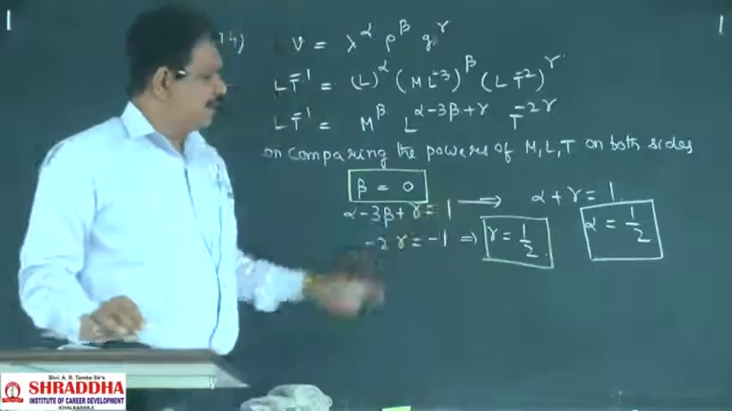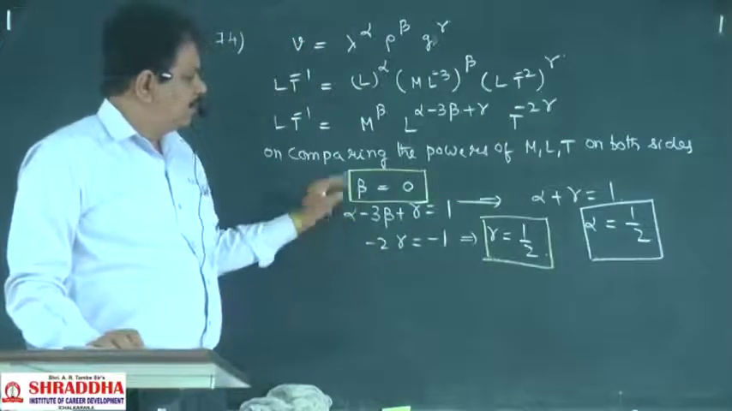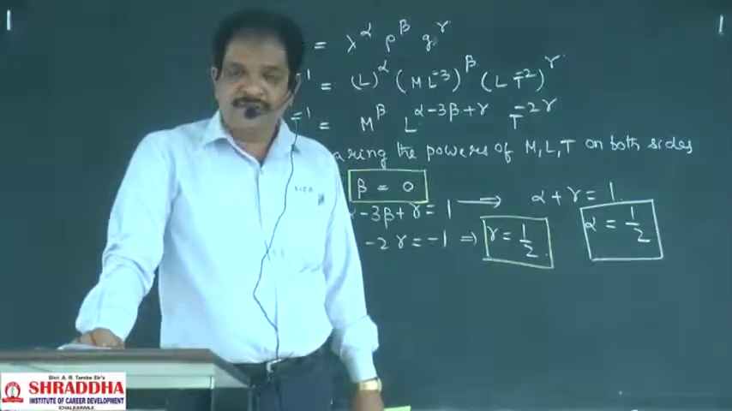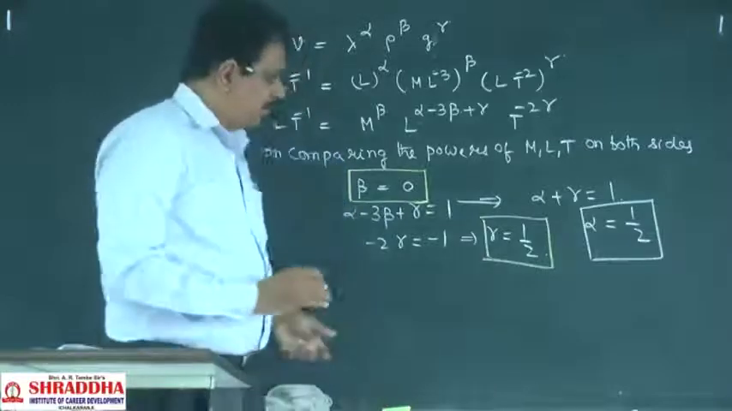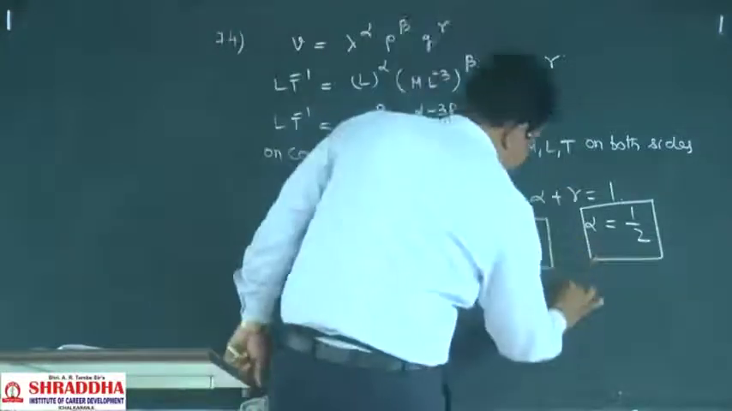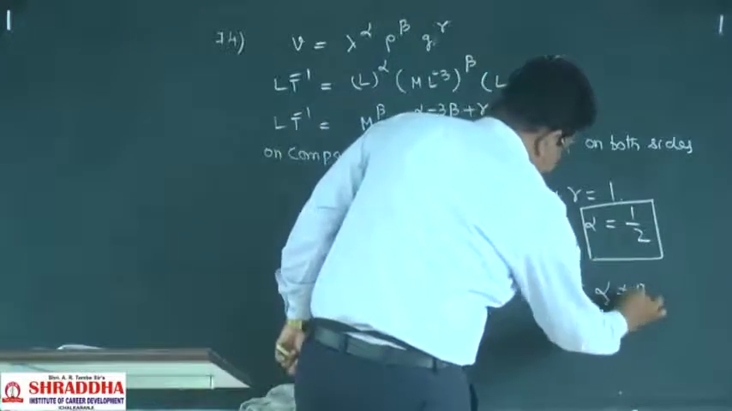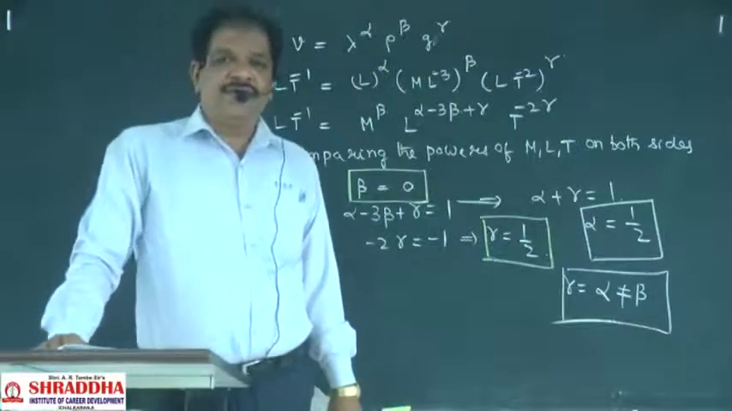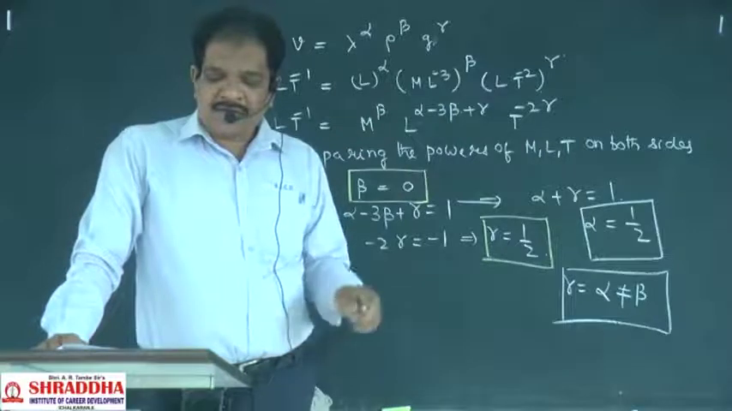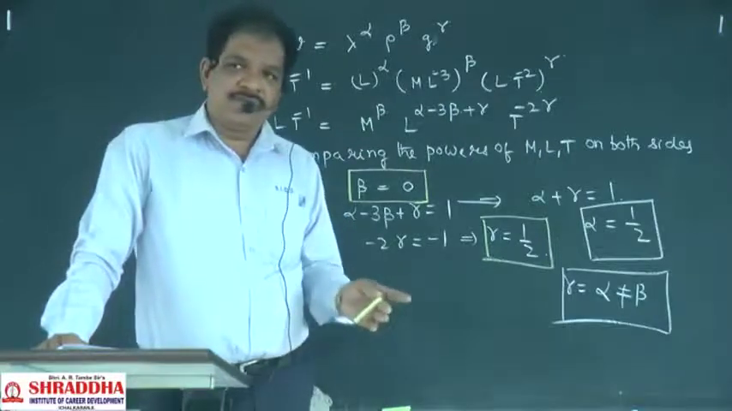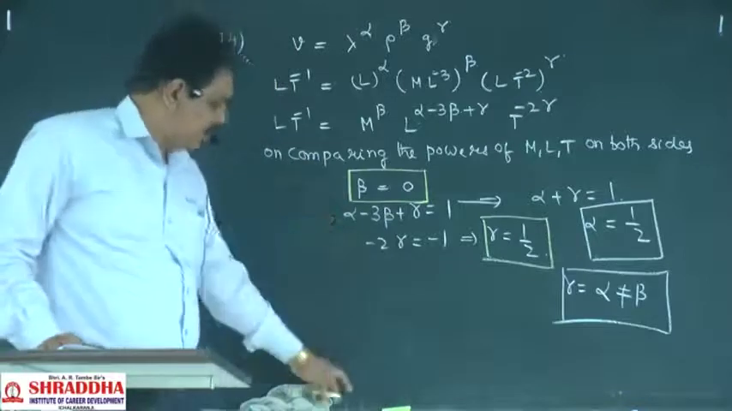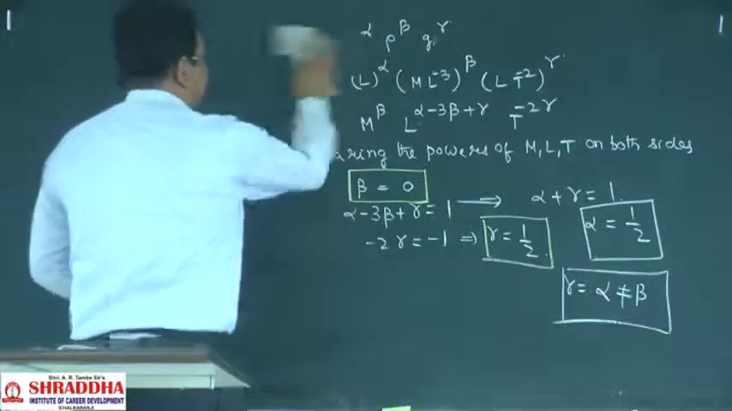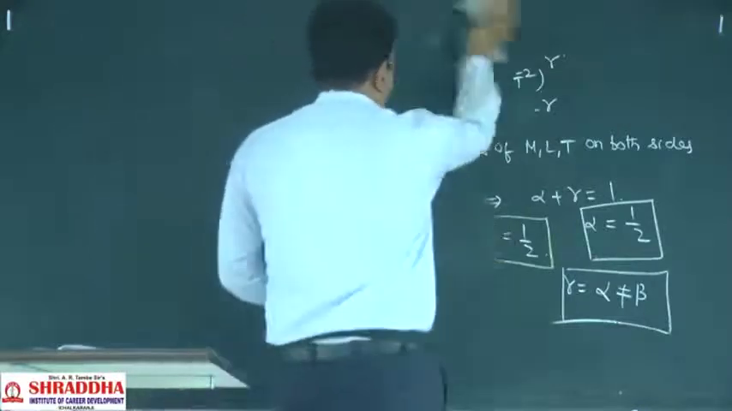So, alpha and gamma values are the same, and beta value is 0. So we can go for option C: gamma is equal to alpha, not equal to beta. That is the relation between alpha, beta and gamma. All problems will be in the same manner. With a little bit of patience we have to do this. Easy problems only.